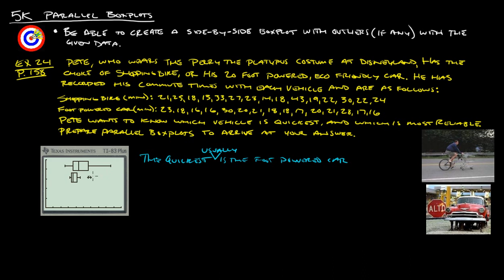Which is most reliable? I'd go with the foot-powered car here, because again, the data here is still not nearly as spread out as that. So this is still more reliable. So I would say the most reliable is also the foot-powered car.